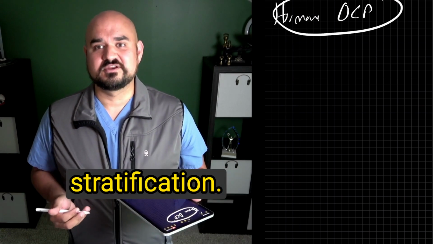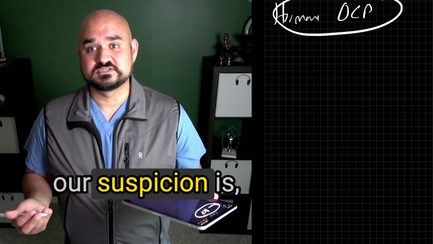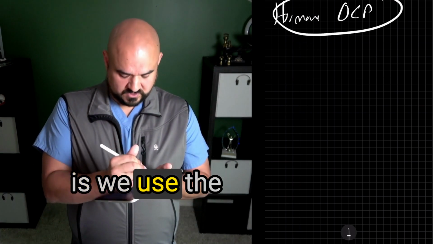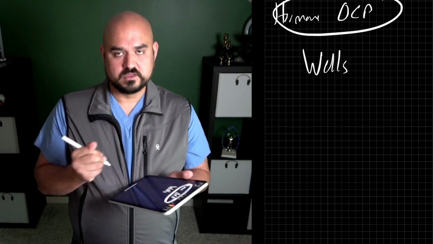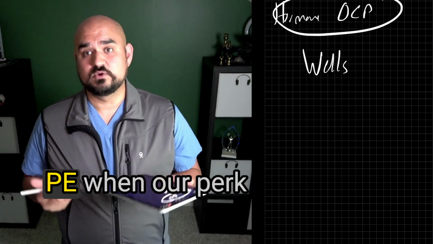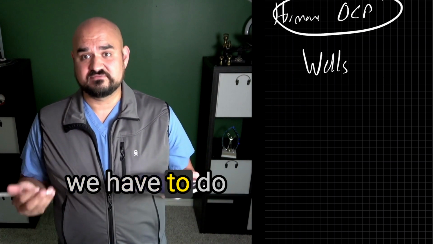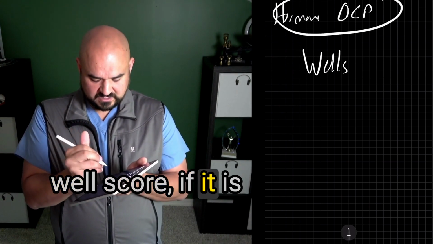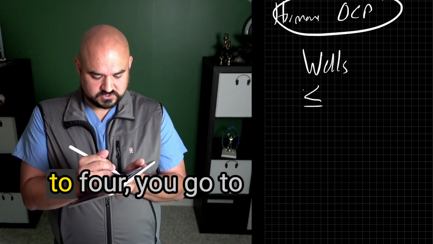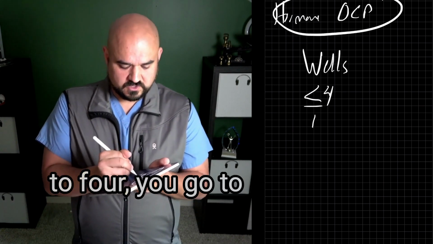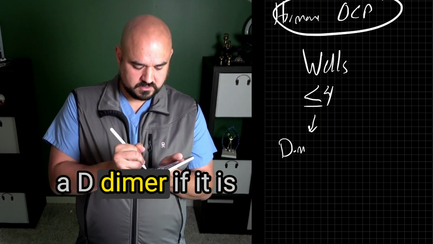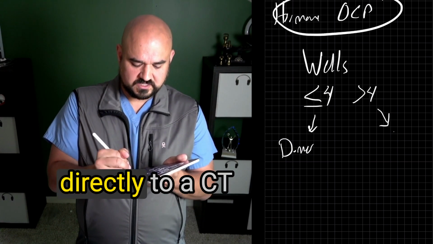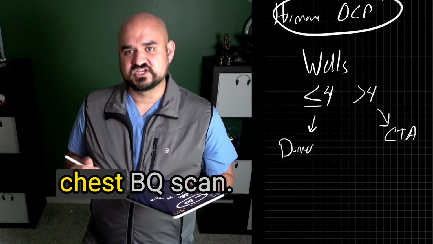Now, I keep talking about risk stratification. How do we determine what our suspicion is, what our pretest probability is of a PE? And the answer there is we use the Wells score. This is going to help us work up PE when our PERC is positive and we have to do further workup. When you do your Wells score, if it is less than or equal to 4, you go to a D-dimer. If it is greater than 4, you want to go directly to a CT angiogram of the chest.